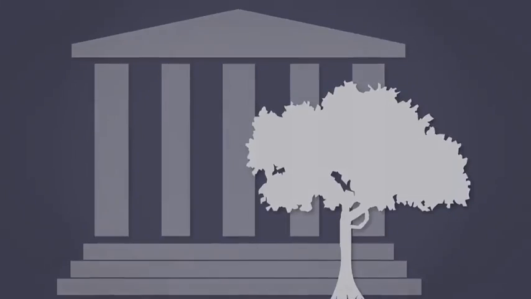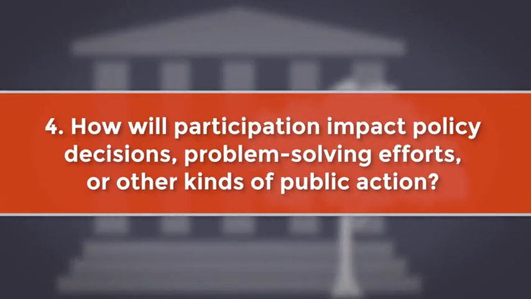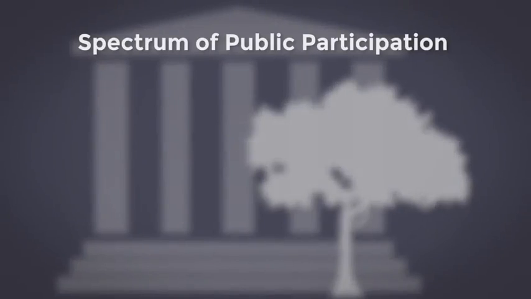The fourth and final strategic question is, how will participation impact policy decisions, problem-solving efforts, or other kinds of public action? This is usually the most difficult question to answer, in part because impacts are dependent on the recommendations, ideas, and commitments of the participants. The International Association for Public Participation's Spectrum of Public Participation provides a useful graphic for thinking about how public input will be used. Specifically, this spectrum suggests five levels of public input.